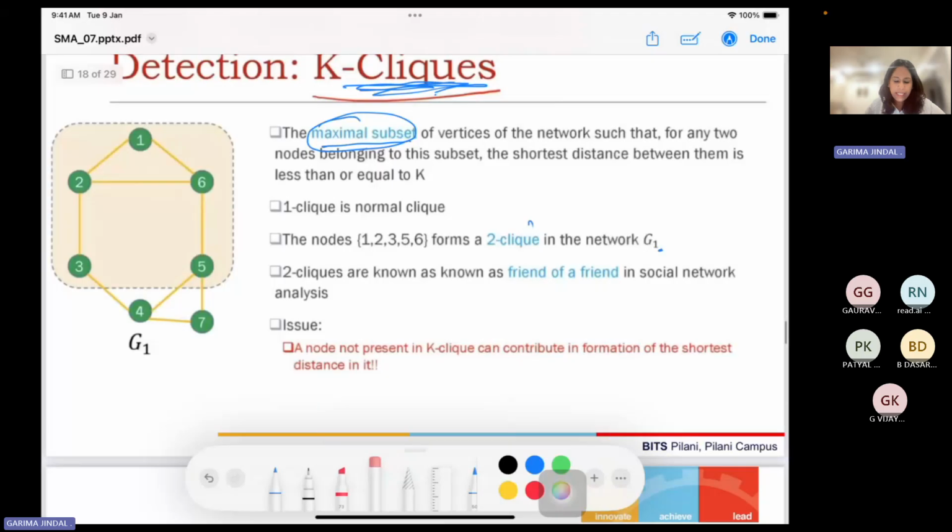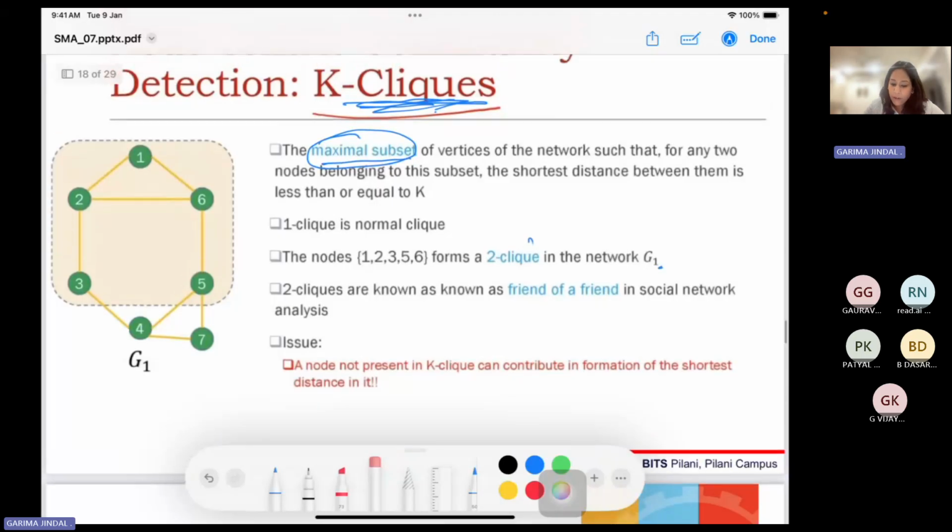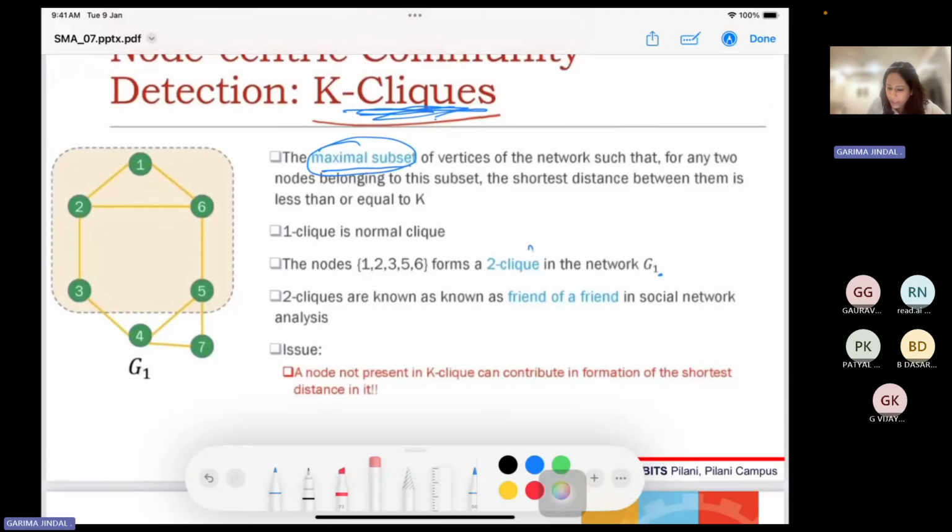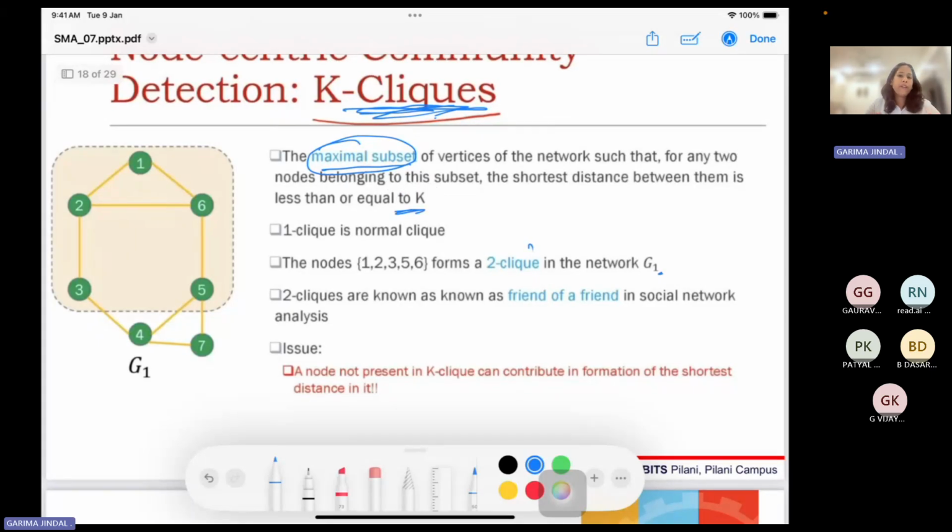All right. Firstly, the subset that we are considering for k-click has to be maximal. And then for any two nodes belonging to this subset, the shortest distance between them is less than or equal to k. So if we are considering k-click, we have to consider the maximal subset of nodes such that the shortest distance between any two nodes in this particular subgraph is less than or equal to k.